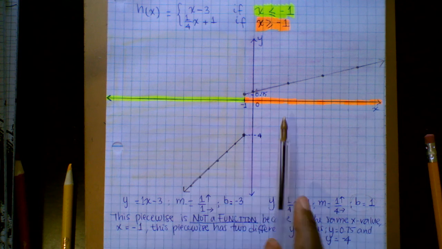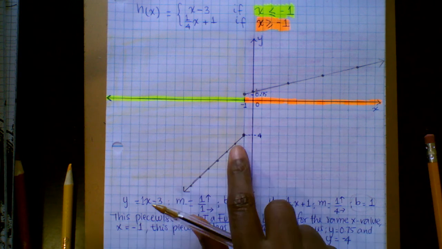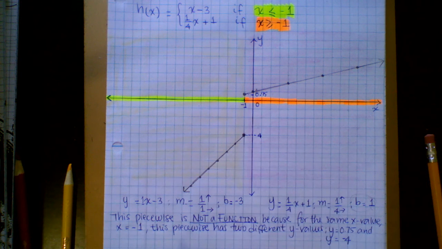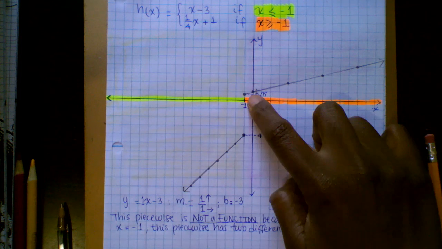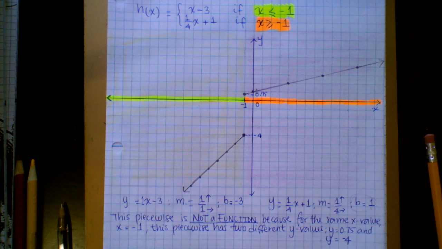This piecewise relation is not a function because for the same x value you have two different outputs. An illustration of this: for your age, you cannot have two different heights, or for your location as a person, you cannot be at your place and also at school at the same time. It's not possible. So basically, for the same x value you have two different y values, so this is not a function.